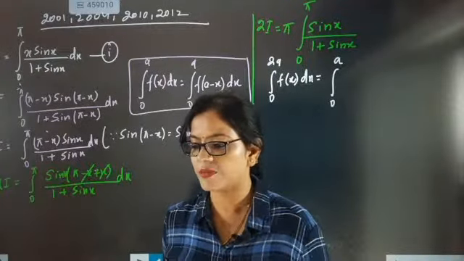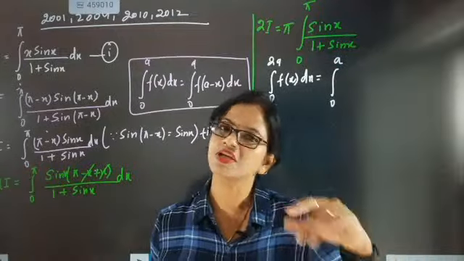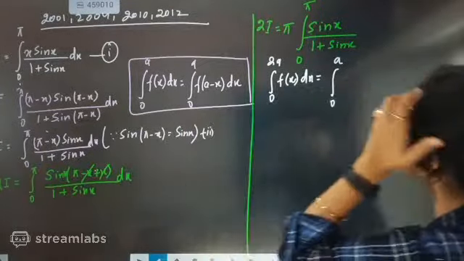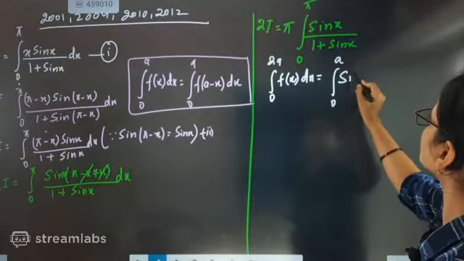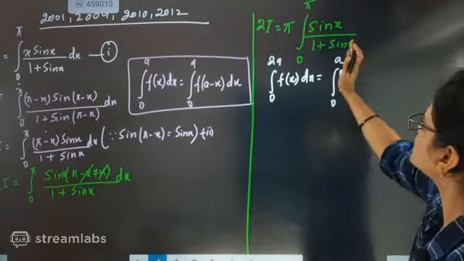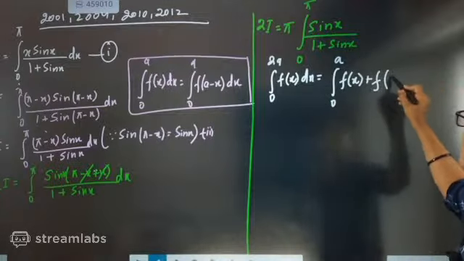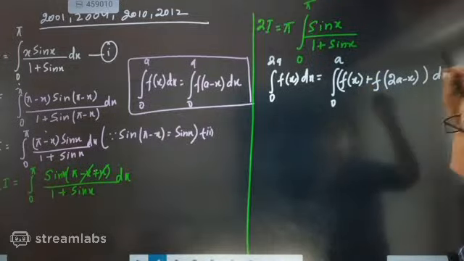One big problem is coming, and that big problem is that sine of pi is 0, sine of 0 is 0. So it is exactly going to create a problem. So what we are going to do here is reduce the angle. So this part is coming as f of x, and this part is coming as f of 2a minus x and overall dx. So this property we are going to apply.